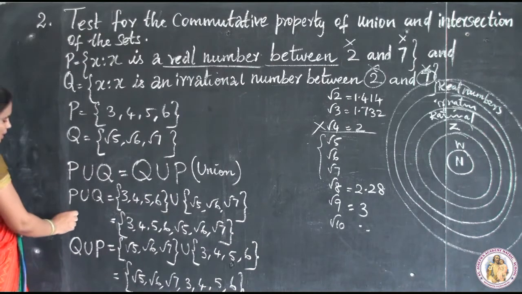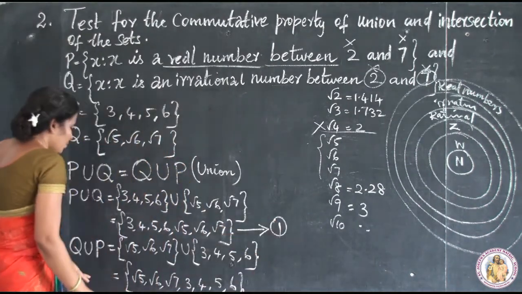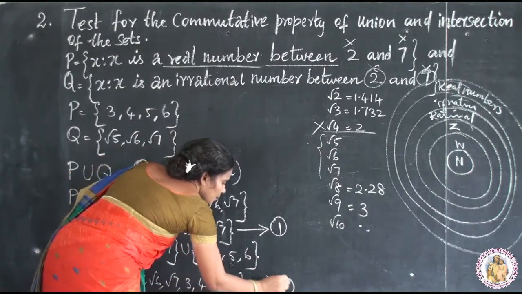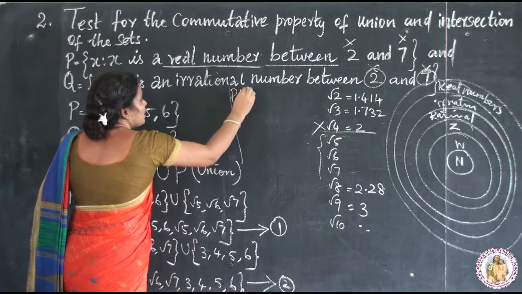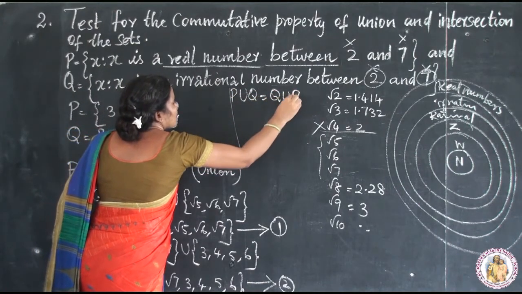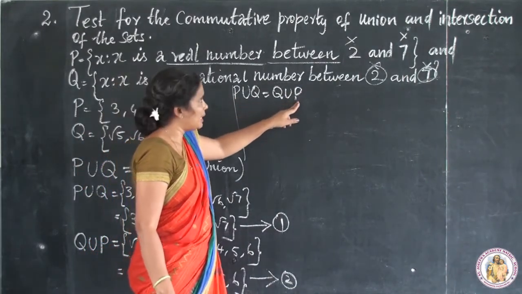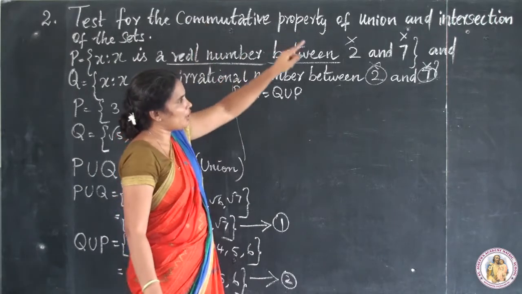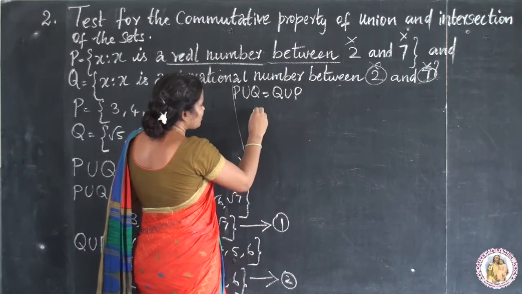See, P union Q is equal to Q union P. So hence P union Q is equal to Q union P. As it satisfies P union Q equals Q union P, let us move on to the commutative property of intersection. What is the commutative property of intersection?